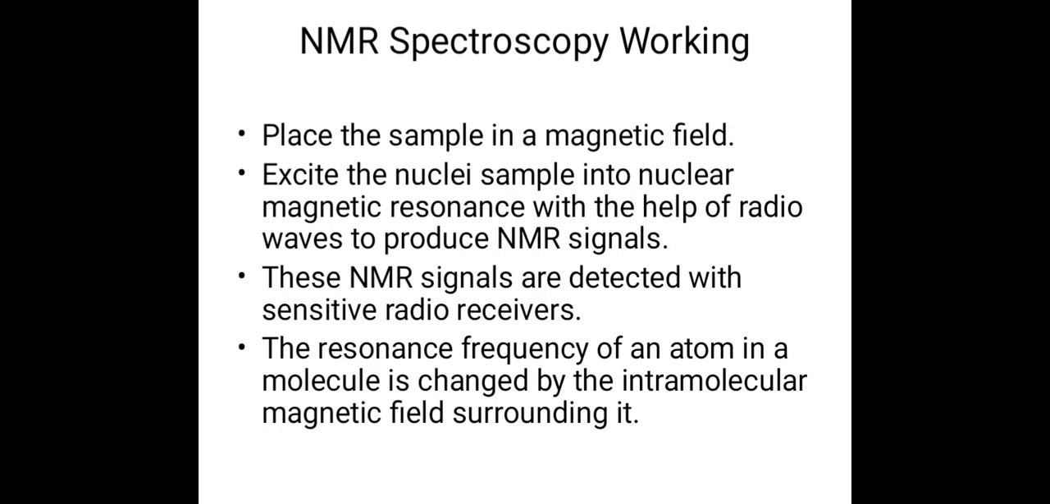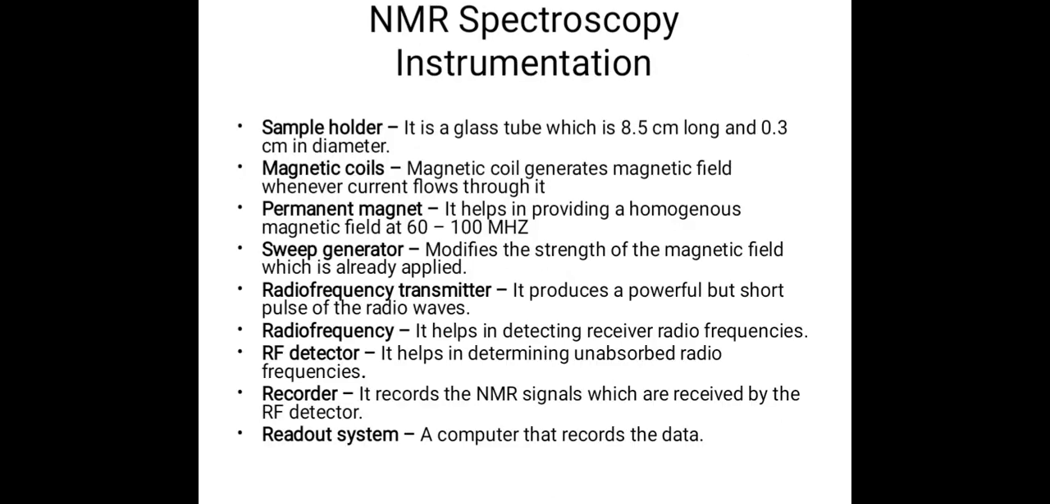NMR spectroscopy working. Place a sample in a magnetic field, and excite the nuclei of the sample into nuclear magnetic resonance with the help of radio waves to produce NMR signals. These NMR signals are detected with sensitive radio receivers. The resonance frequency of an atom in a molecule is changed by the intramolecular magnetic field surrounding it.